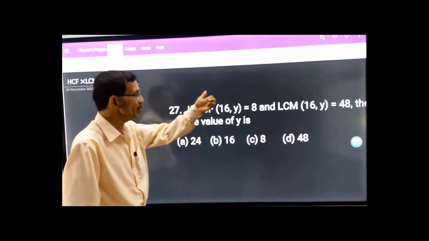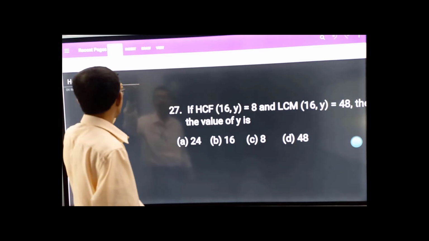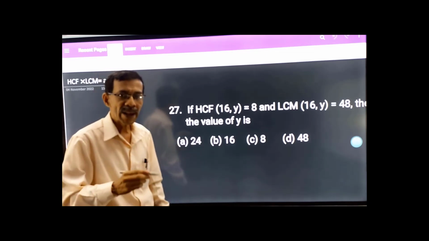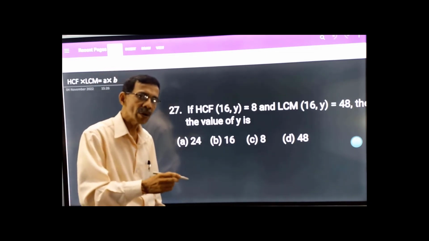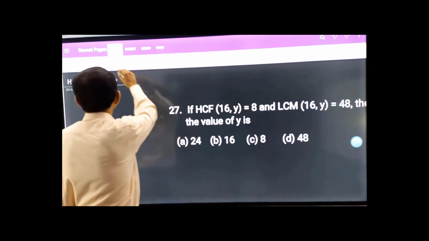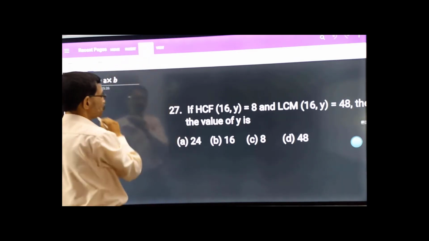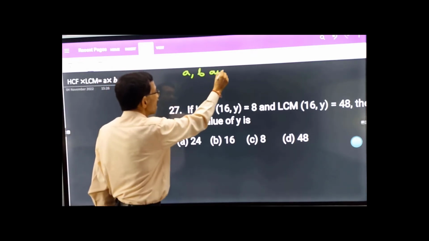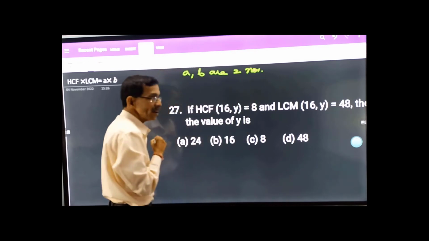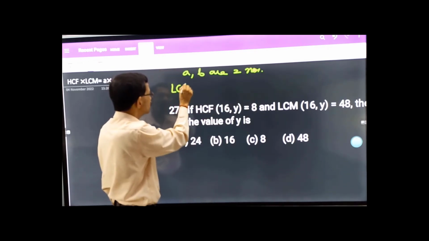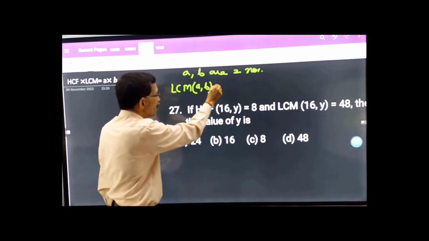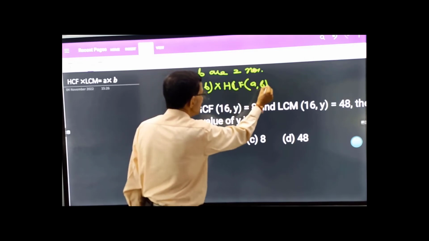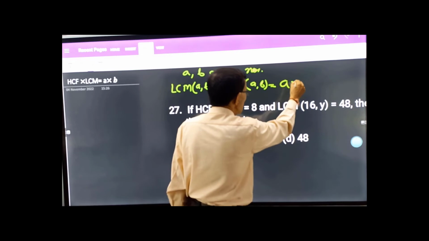In this section, we will solve problems based on this formula, that is LCM into HCF is equal to A into B. Let us say A and B are the two numbers whose LCM and HCF are given. Let me write this. The formula is like this: let A and B be two numbers. Then we can write LCM of A and B multiplied by HCF of A and B is given as A multiplied by B.